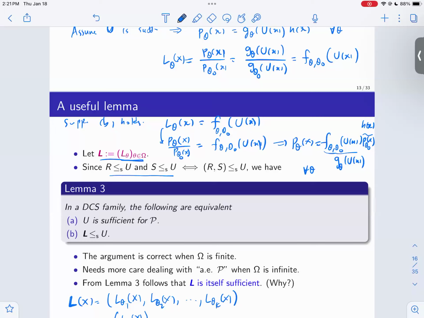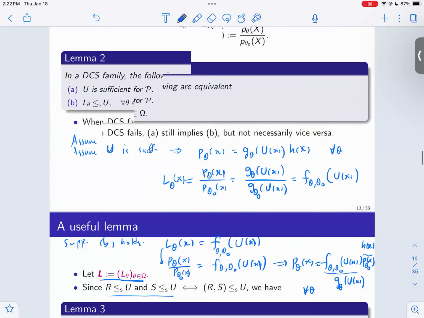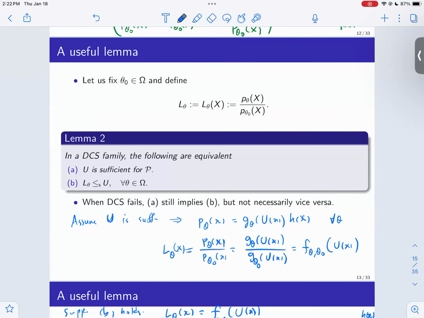Could you explain one more time how A implies B? A implies B is like we proved it here. A implies B is by the factorization theorem. If you do the factorization, then we form this, and then you end up proving that.